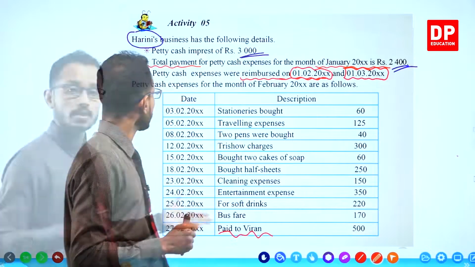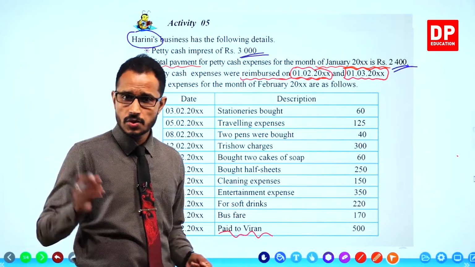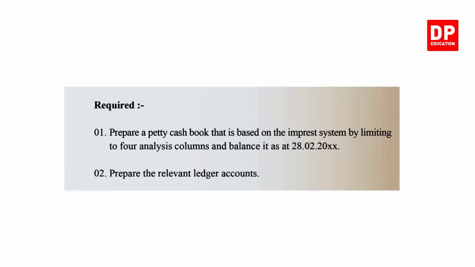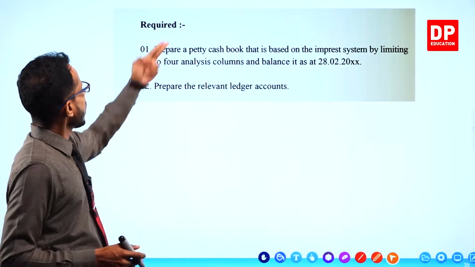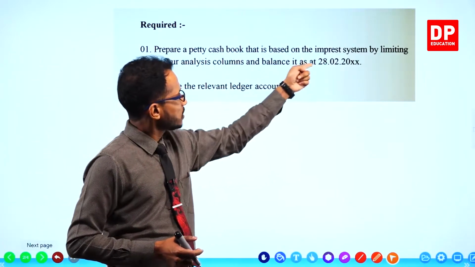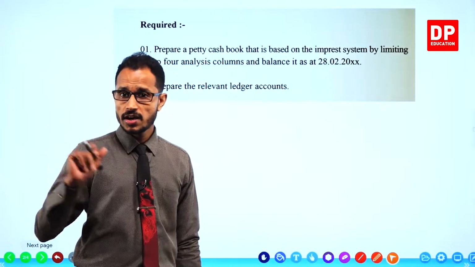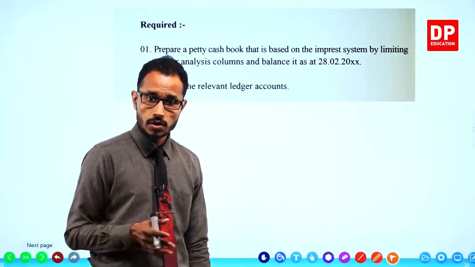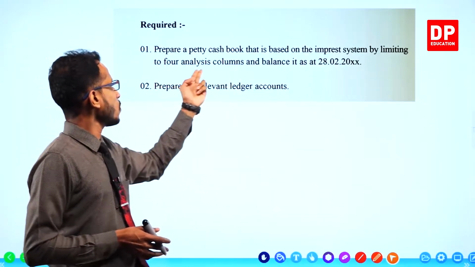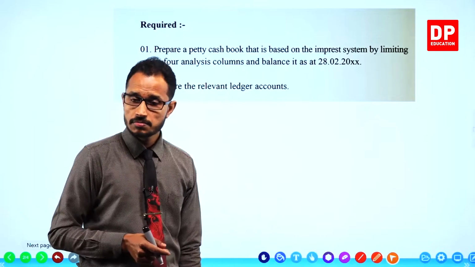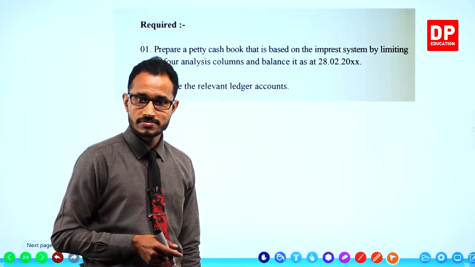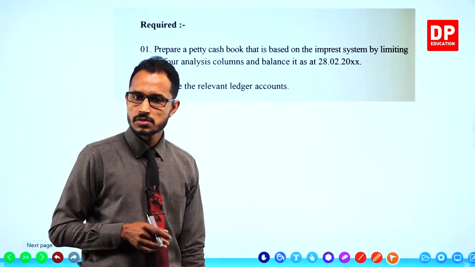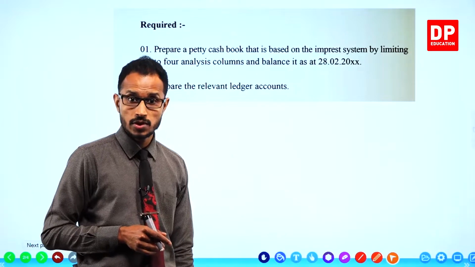Okay, right, so let's go and check what is required. What are we required to do? We are required to prepare a petty cash book that is based on the imprest system. Just like we have learned, according to the imprest system, we have to prepare the petty cash book, limiting to 4 analysis columns. I told you this earlier. They give what are the analysis columns and how many analysis columns you should include in the petty cash book.